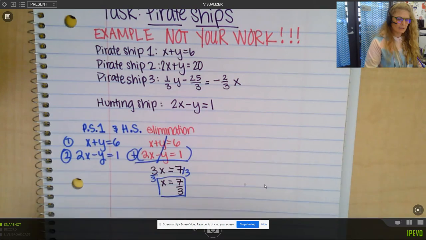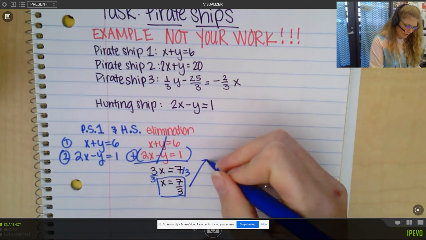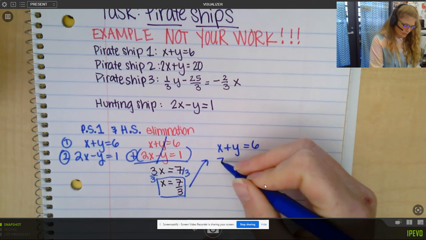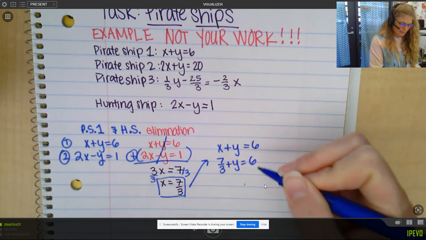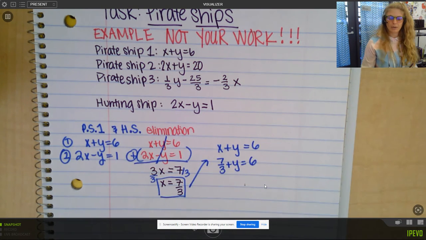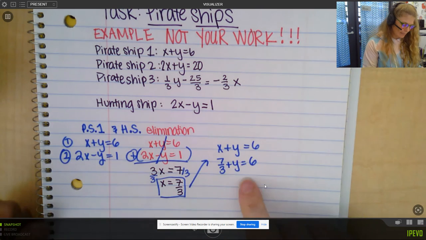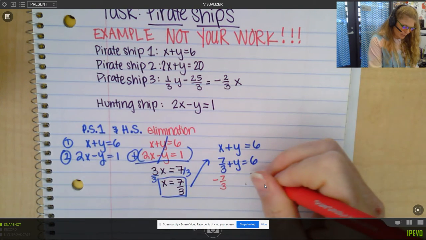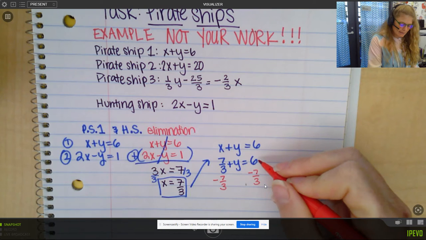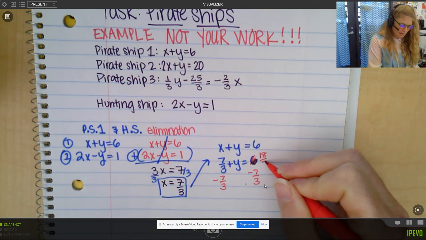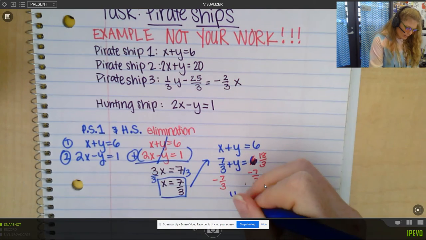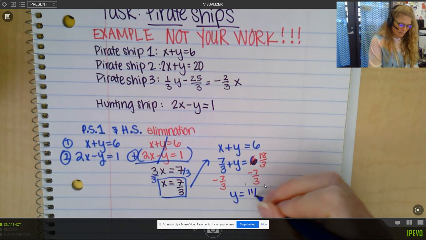Notice equation one has a positive y, so I'm going to use equation one. I'm just going to show an arrow saying I took that answer, and I'm going to plug it into this equation over here. So 7/3 plus y is equal to 6. Remember, if you have a fraction you want to get rid of, you can always multiply everything by 3. But what we can also do is, because I need to subtract 7/3 from both sides, I can think about that 6 is equal to how many thirds? So 6 is equal to 18/3. So then you can think about 18 minus 7. So y, 18 minus 7 is 11, is 11/3.